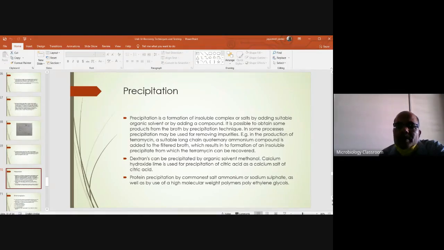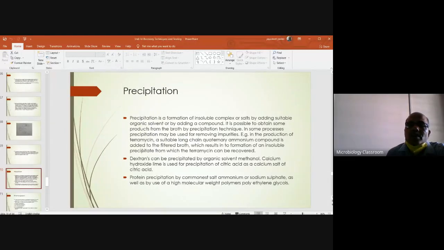So this precipitation technique, precipitation is nothing but formation of insoluble complex or salts by adding a suitable organic solvent, a suitable compound. It is possible to obtain some products from the broth. We can carry out direct precipitation of those products.